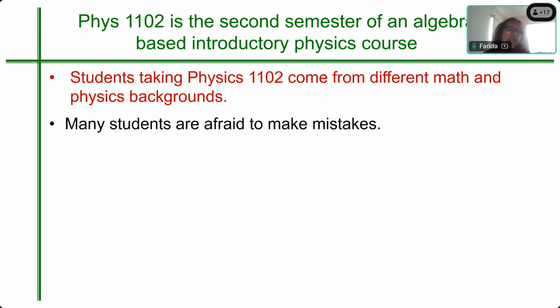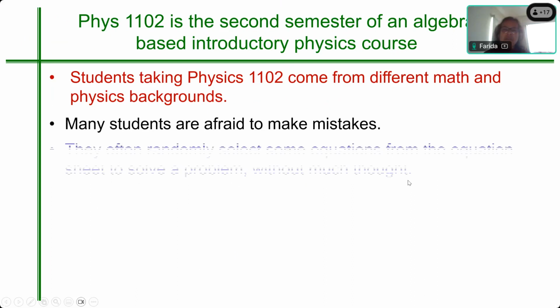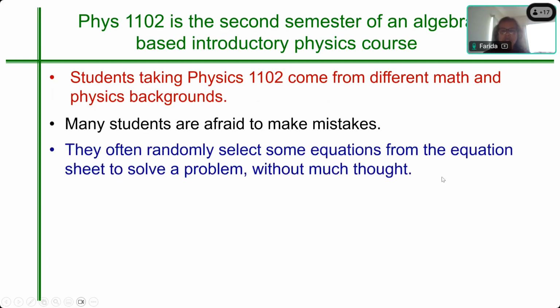And as you are probably aware, if you're teaching these classes, students are extremely afraid to make mistakes. So they don't know how to choose, how to think. Often they would just randomly select some equations from an equation sheet, without much thinking about whether it is really applicable over here.